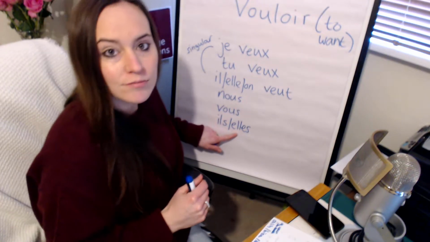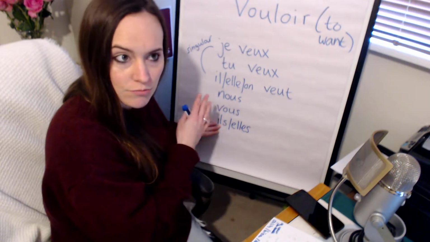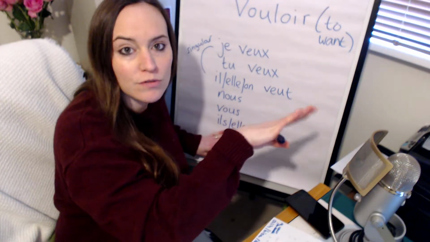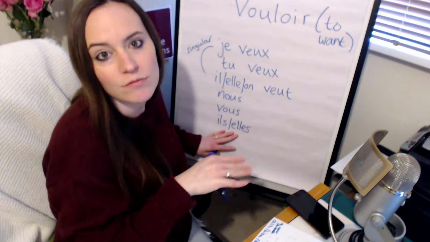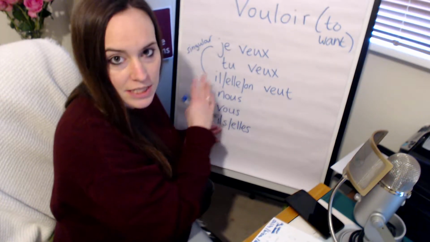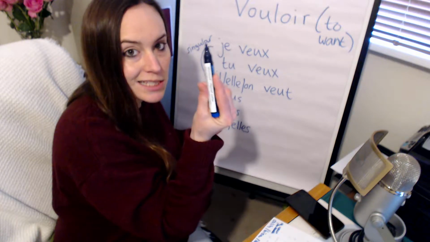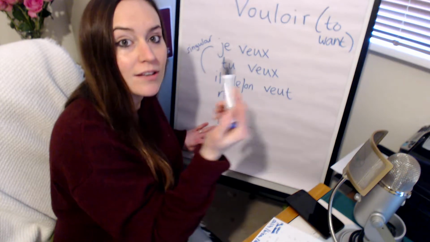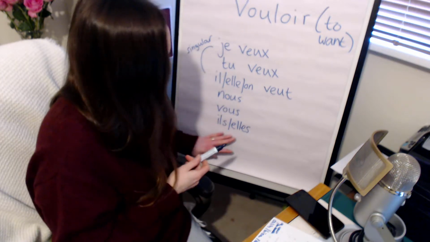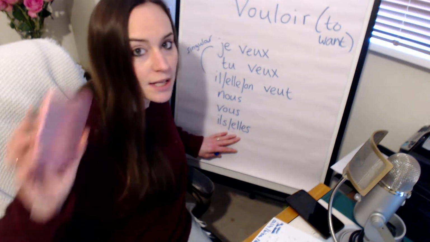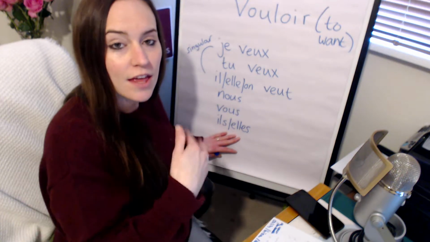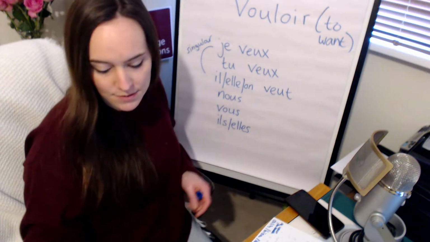Ils means they, mostly men or a group of guys. Elles means a group of ladies or females. Ils can also mean those things that are masculine. Les stylos, ils sont noirs. They are the masculine pens. Les brosses, brushes, elles sont roses. They are. So keep that in mind.